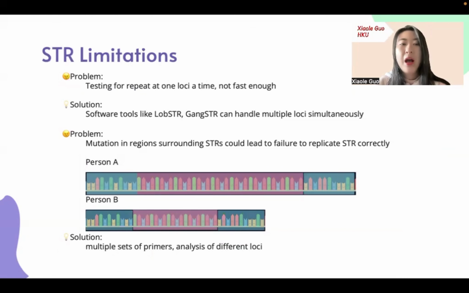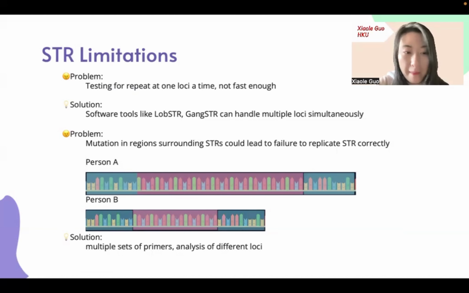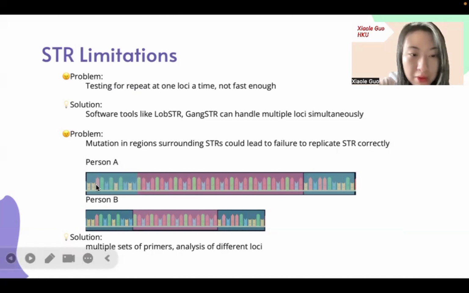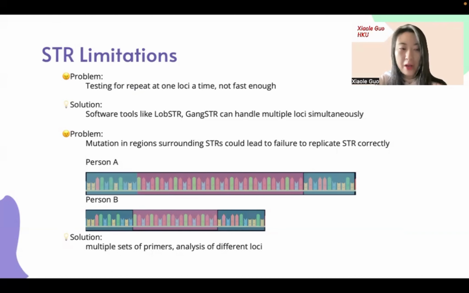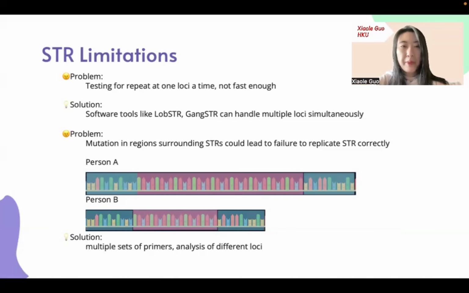The second problem is that mutation in the region around the STR region could lead to failure to replicate the STR correctly. Here, one interesting thing is that although people might have different numbers of repeats in the STR region, somehow we found that the nucleotides around the STR region, which is called the flanking region, are actually almost the same across everyone. You can see here that the blue region between the two people is actually the same. That's why we can use a primer to bind to the flanking region to find out the location of the STR region.